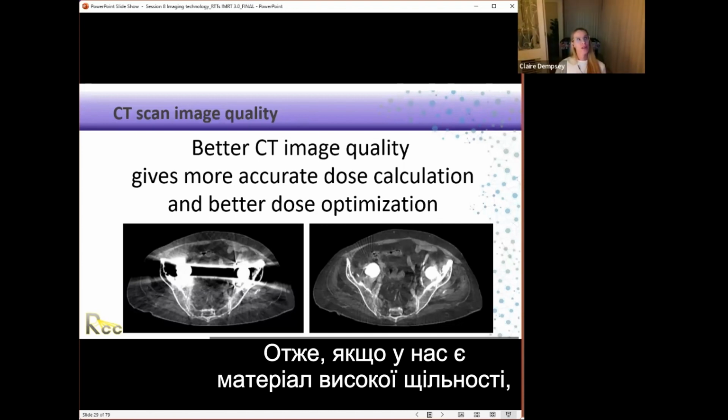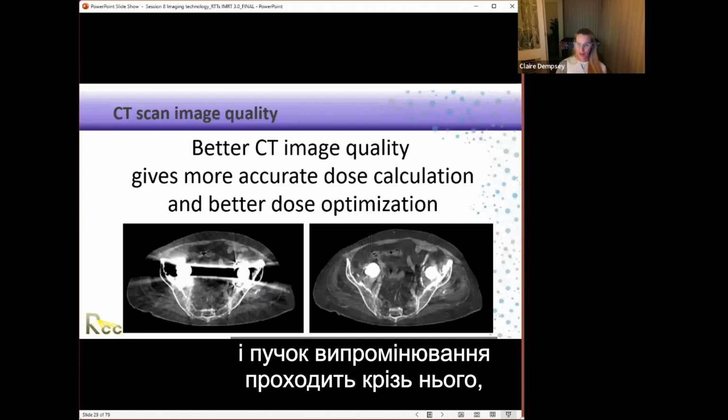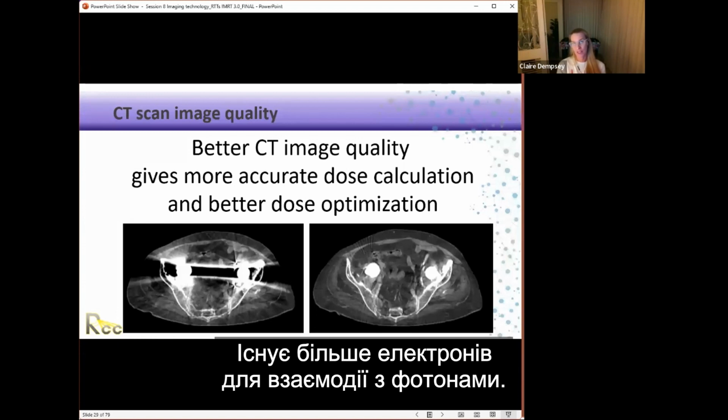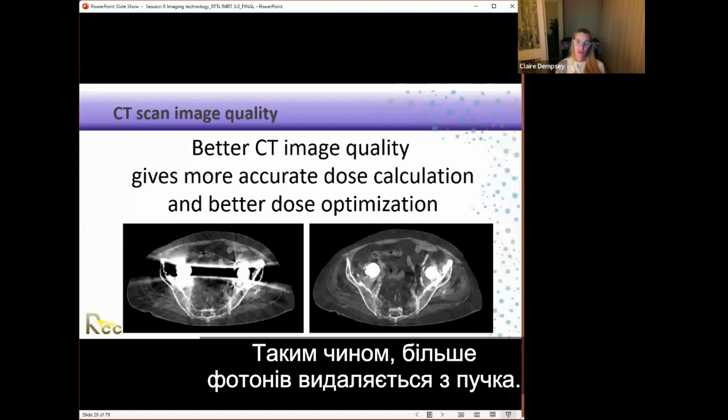Okay, so if we have high density material and the radiation beam is passing through that, because the electron density is higher, there are more electrons within that area. There are more electrons to interact with the photons, so more of the photons are removed from the beam.